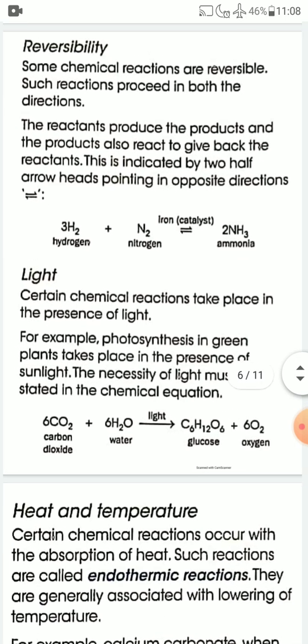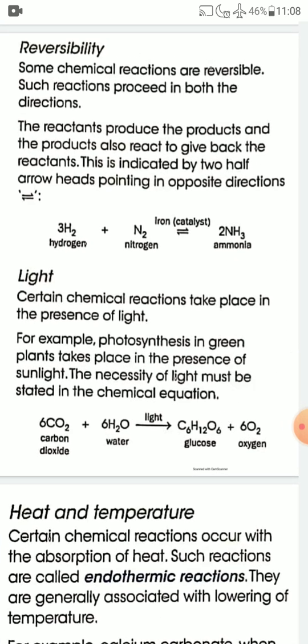Next, reversibility. Some chemical reactions are reversible.